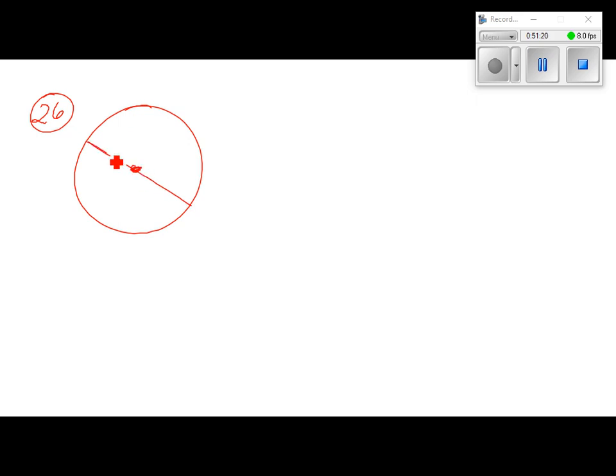Okay. What is this to the circle? Diameter. If I draw this, the endpoints are the same as the endpoints of the diameter. What do we know about that angle? It's a right angle. So what's the measure of angle B? 90 degrees.